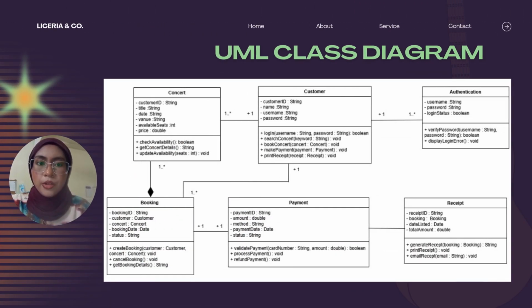Here is the UML class diagram, where it shows the main objects of the concert ticketing system. We got customer, concert, booking, payment, and authentication. And it shows how they interact to allow the customer to book a concert ticket and make payment.